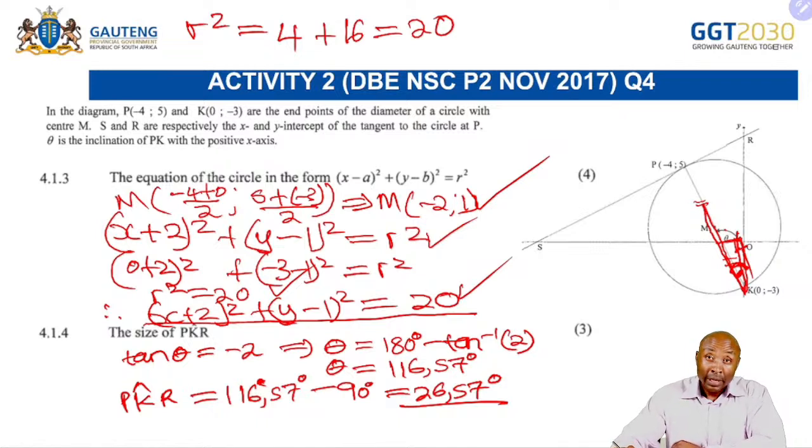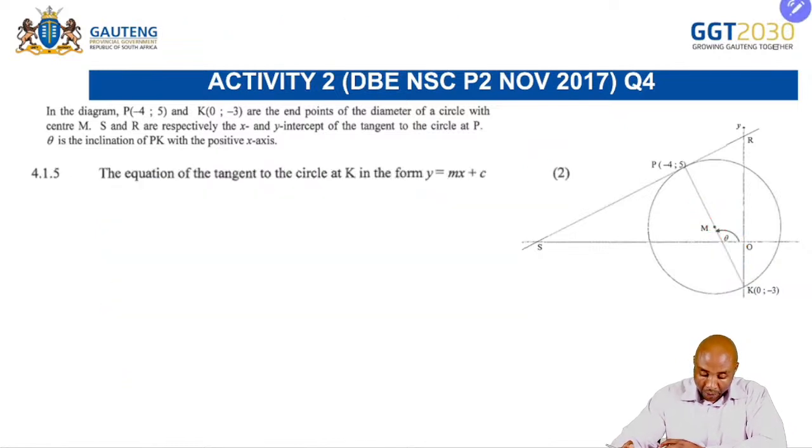Now, some questions are not straightforward. They need you to get something and to know something before you can easily answer, but we are using analytical means. We move on to the last one. It says the equation of the tangent to the circle at point K in the form y is equal to mx plus c, and that question is 2 marks.